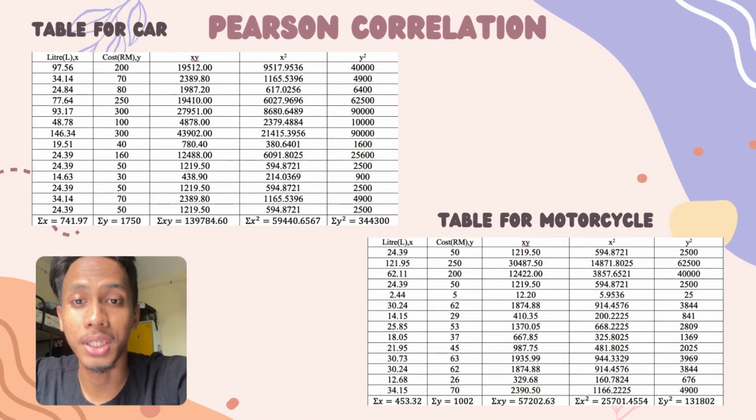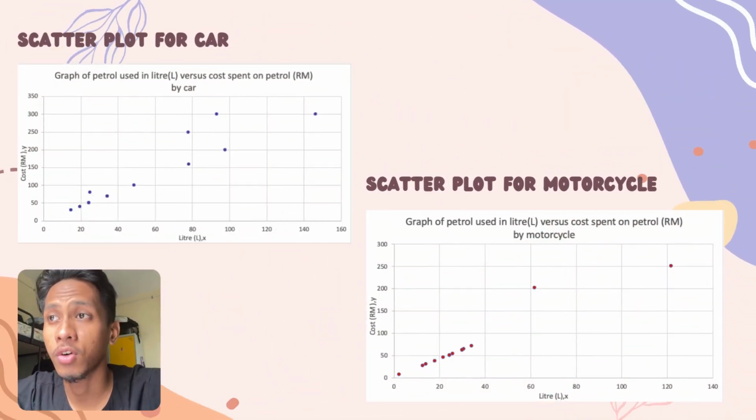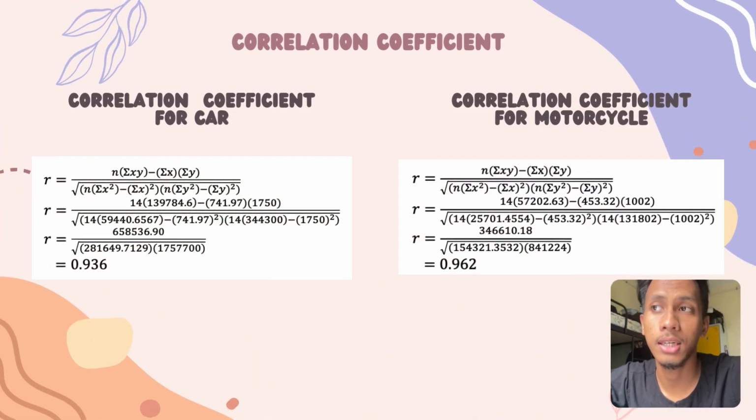Now I will present our third objective, which is to identify the correlation between liter and cost for car and motorcycle. As you can see here, we have the table for car and motorcycle. This table is used to find the correlation coefficient and scatter plot of data for car and motorcycle and to test the significance of correlation between liter and cost. This is the scatter plot, with cost on the y-axis and x on the x-axis. And this is the correlation coefficient for both. Just use the formula given and substitute the values obtained in the table from the previous slide. We get the correlation coefficient for car as 0.936 and for motorcycle as 0.962.